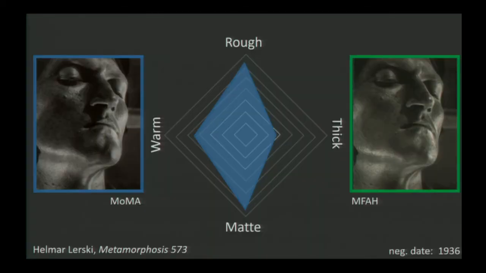And you get things like this. This is the Lursky from the MoMA that we were just talking about. This is the Lursky from the MFA Houston. And here's the glyph for that. So we see instantly that it's the same gloss and the same base color, more or less. But the texture is much different. It's a much smoother paper. And this one is a very thick paper. So maybe this one was made for exhibition. A heavier paper would stand up better for exhibition.